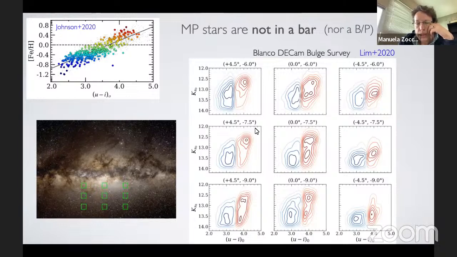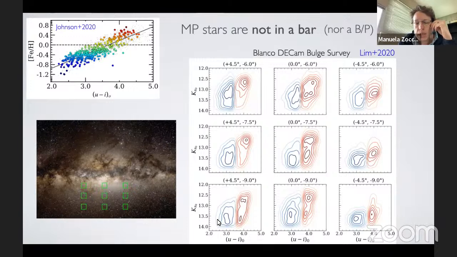Let us look at the metal-rich component, the red thing here. The red clump for the metal-rich component is brighter here, fainter on this other side, and in the middle it is double. So we are seeing the bar, the fact that it is brighter here and fainter there, and the boxy peanut or X shape, because in the middle it is double. We see this at every latitude from the galactic plane: brighter here, fainter here, double there.